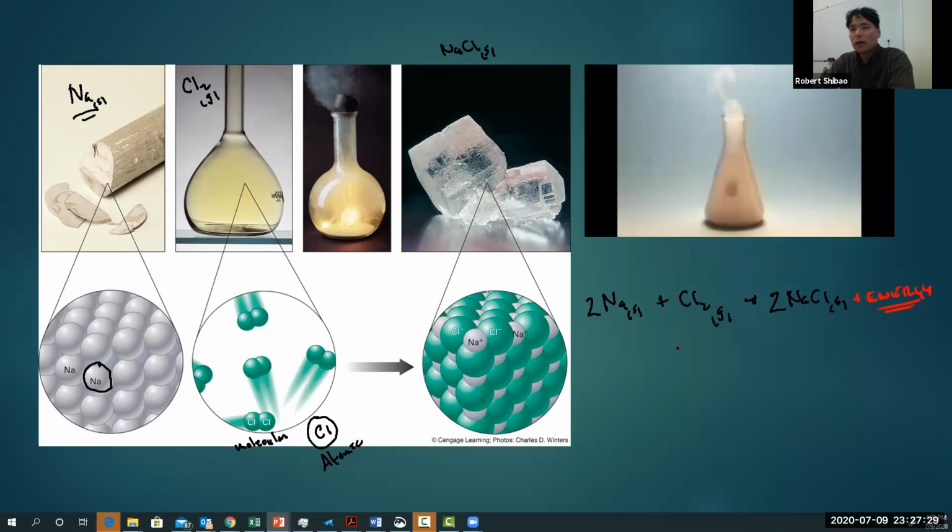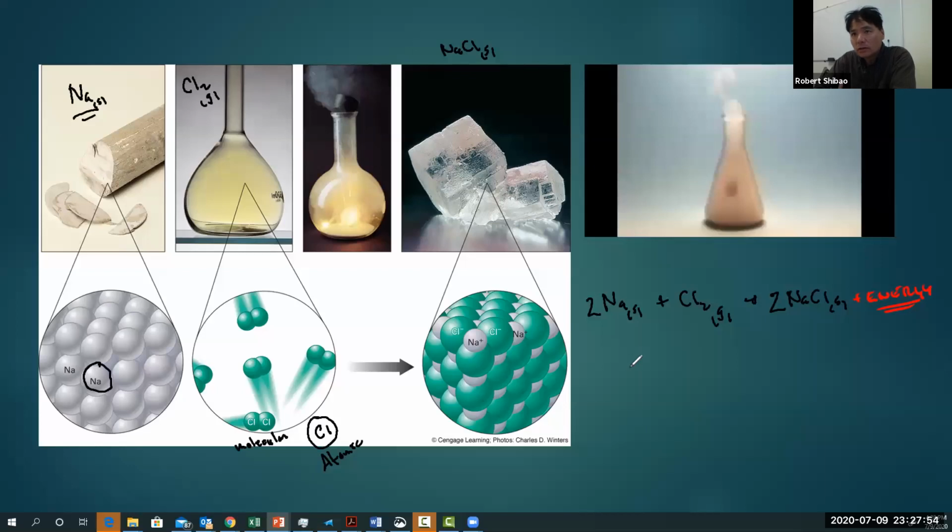Okay. In terms of energetics, is sodium metal and chlorine less stable or more stable than salt, sodium chloride? Which one is more stable? This or this? The reactants or the products? Yeah, the products are more stable.